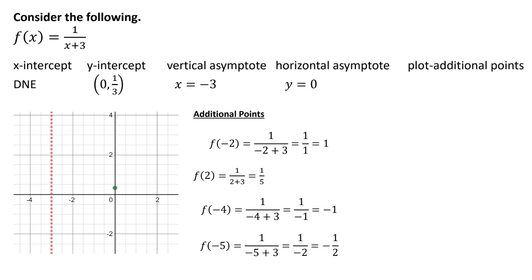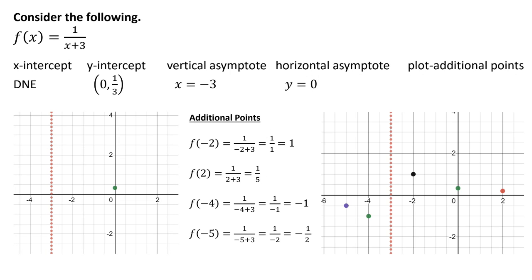Now let's look at the left side of the vertical asymptote. So let's pick x equals -4. When we plug in x equals -4 to our function, we get a y value of -1. When we plug in x equals -5, we get a y value of -1/2. So let's go ahead and plot some of these points.